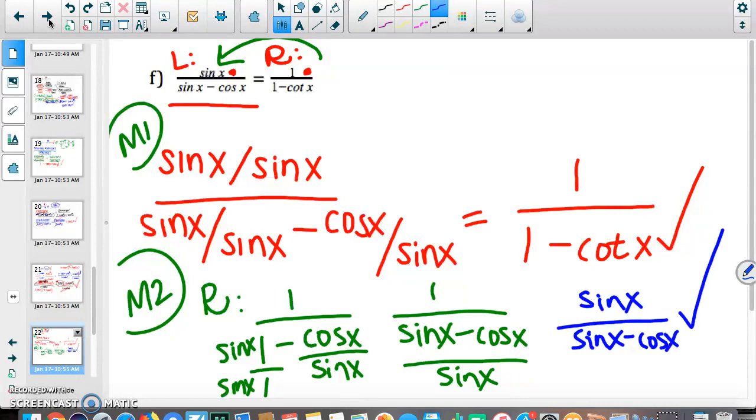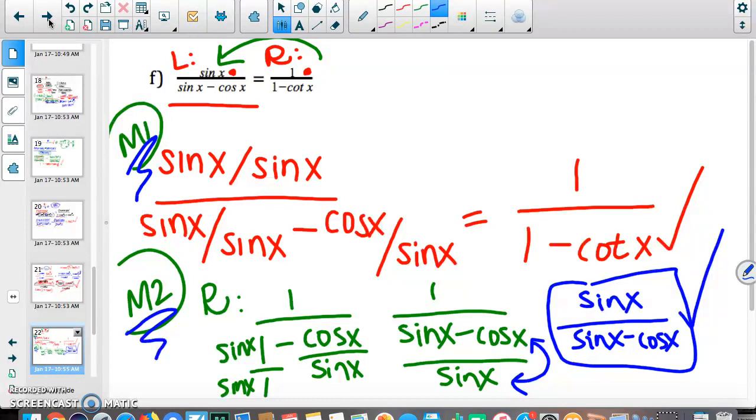Does that make sense? If you just flip and multiply this by 1, this is what we get, and that's our left side. So either method will work. Obviously, you don't need both, but pick one.